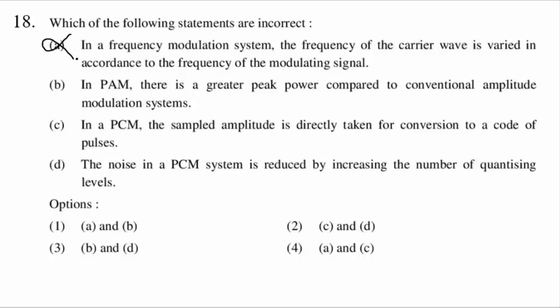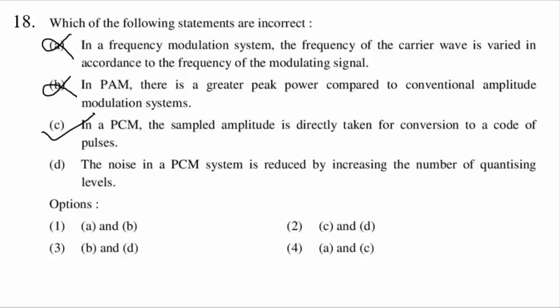So A is wrong. In statement B, what they are telling is, in the case of pulse amplitude modulation, there is a greater peak power compared to the conventional amplitude modulation system. Even this statement is also correct. Since they are asking for incorrect, this statement will be a false one. What statement C is telling is, in the case of pulse code modulation, the sampled amplitude is directly taken for conversion to a code of pulses. This statement is incorrect.